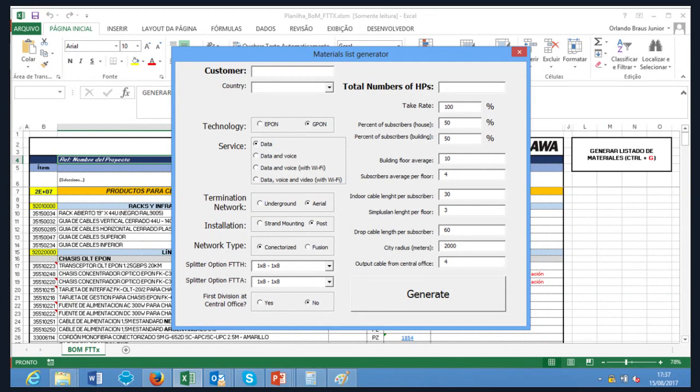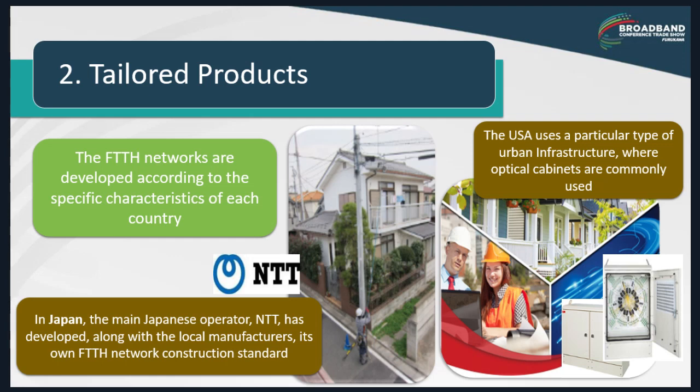So we have a bill of materials generator for when you just want an idea of how much an FTTH network would cost. You can just input the data and it will generate it. We have tailored products, so some of our customers need adaptations because of the conditions of the countries of the installation, so we can also work on that.